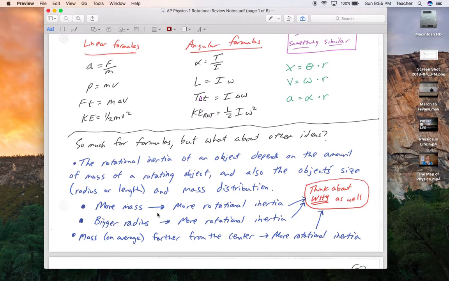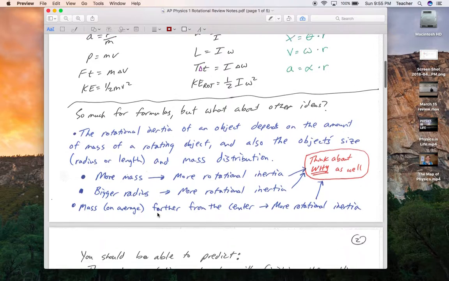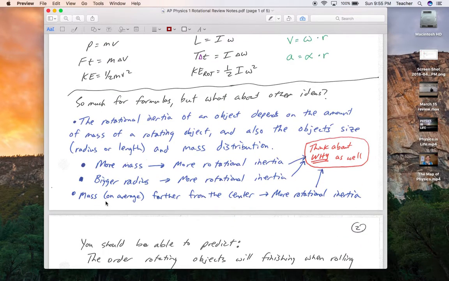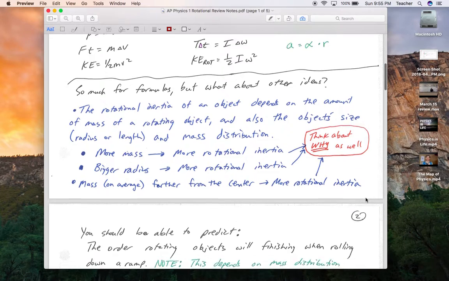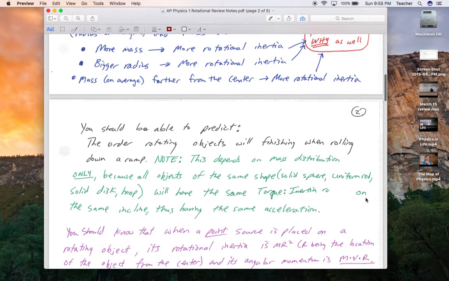Essentially, that means the mass is spread more of it's further away. And then the shape affects it because when the mass on average is further from the center, you have more rotational inertia. That's why a hoop with all its mass on the outside, and a bicycle wheel is similar to a hoop, has more rotational inertia than a solid disk or a sphere of the same radius and the same mass. So you should be able to predict a couple things.